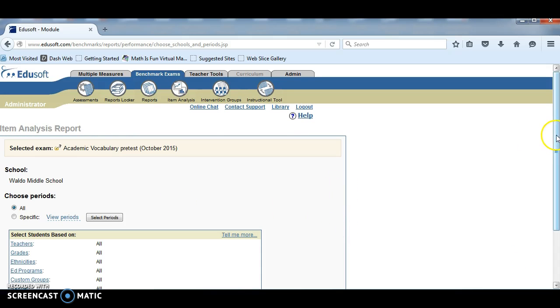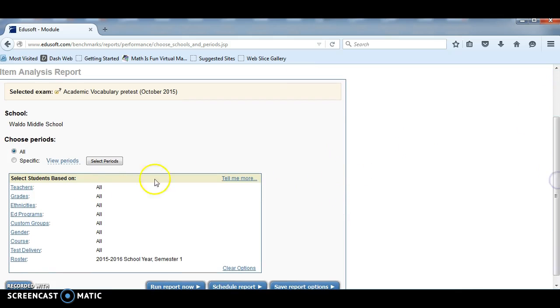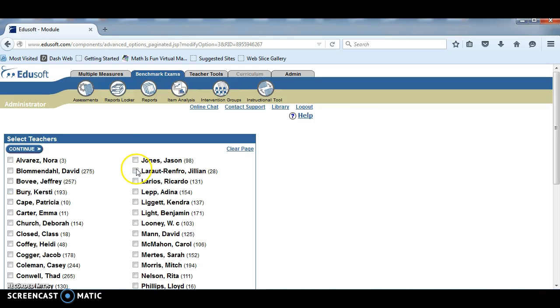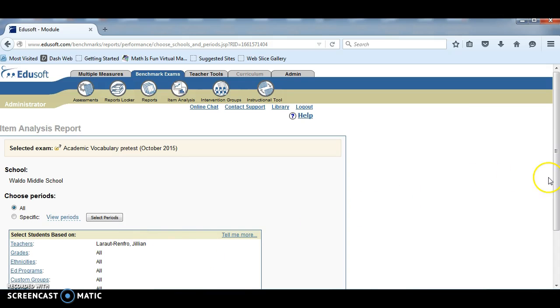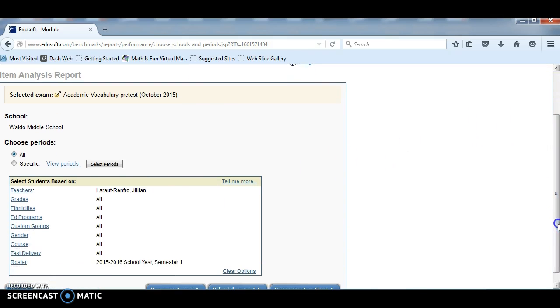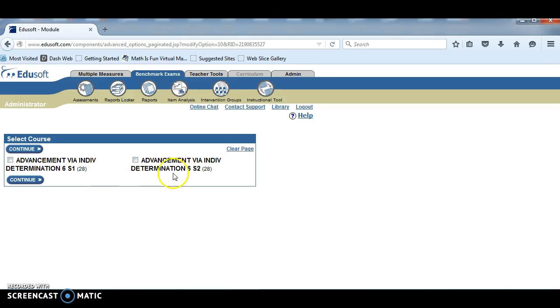Alright, so now we need to choose the data that we want, and the first thing is to select the teacher. So I'm going to use Jillian's data for this example. Then the next thing is to choose the course, and it's important that you pay attention to the semesters. So we're going to choose semester 1.